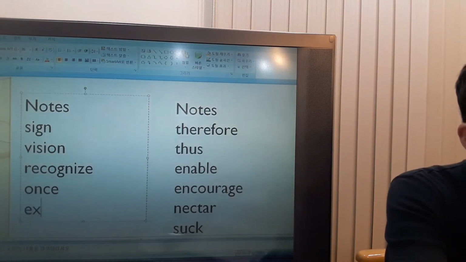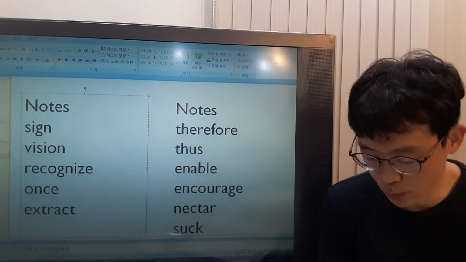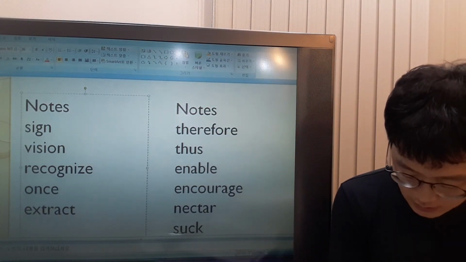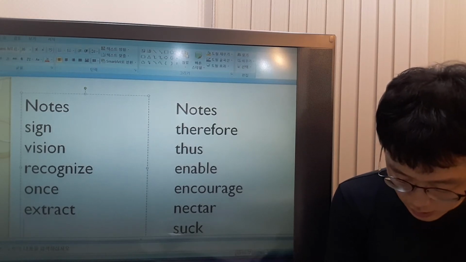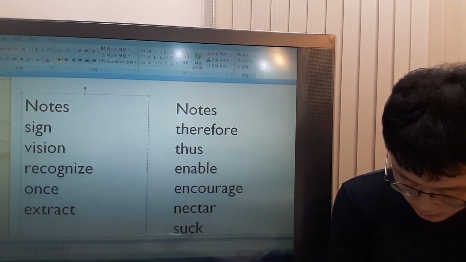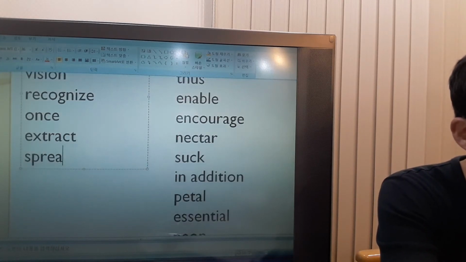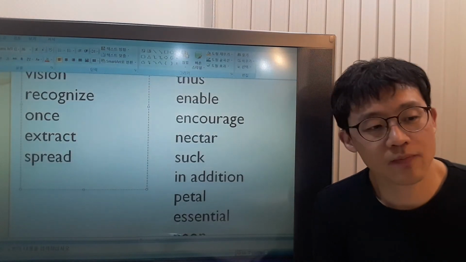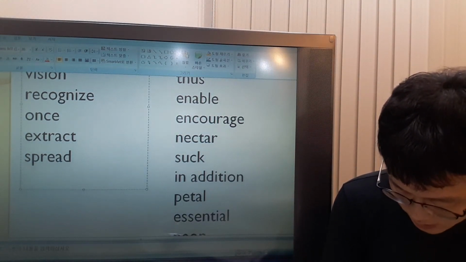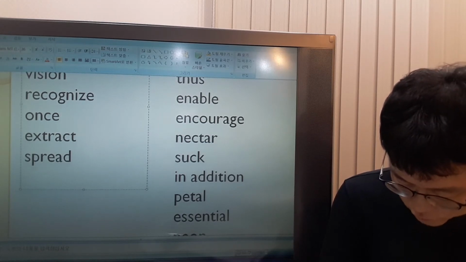What does extract mean? Extract means to pull something out of somewhere else, okay? Out of something else. Their movements spread the pollen from the stamen to the pistil, thereby fertilizing the plant's ovules. Okay? Their movements spread the pollen. What does spread mean? Spread means to make something reach a larger area. Okay? Spread the pollen from the stamen to the pistil, thereby fertilizing the plant's ovules.